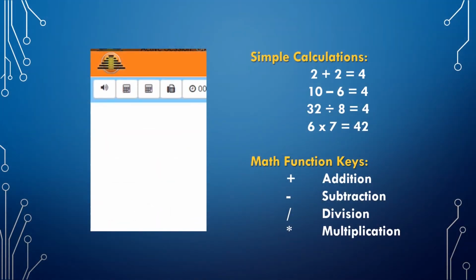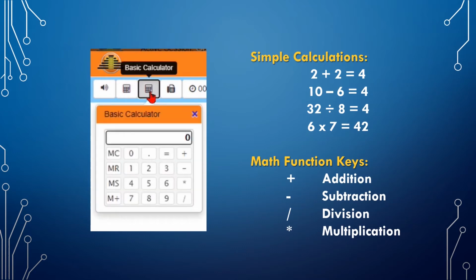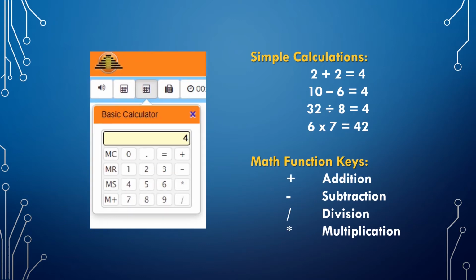I'll demonstrate how to perform some basic calculations. First, click on the calculator to reveal the keypad. Then, type the equation you'd like to calculate. For example, 2 plus 2 equals 4. You do not need to clear the previous calculation to continue. 10 minus 6 equals 4.